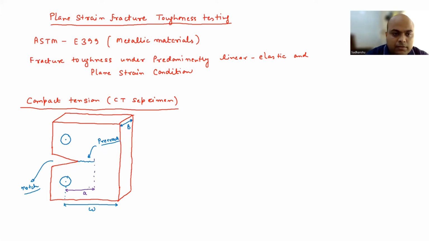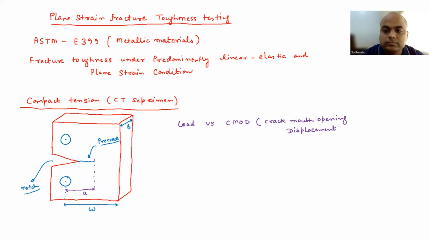Now, when we do this test, we measure load versus CMOD. What is CMOD? CMOD is crack mouth opening displacement. So P corresponds to load, and CMOD is small d. Because you're doing the test, you have a load cell in the machine, so you know the value of load. You have to now figure out what is CMOD, and then we'll plot P versus d. I will show you how the plots are going to look for different kinds of materials.